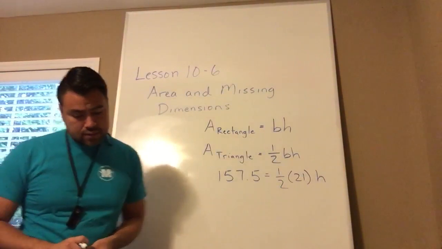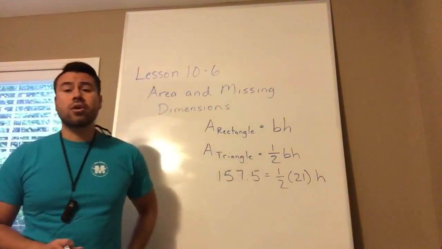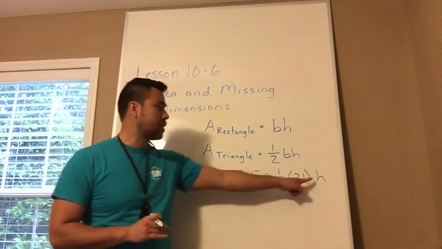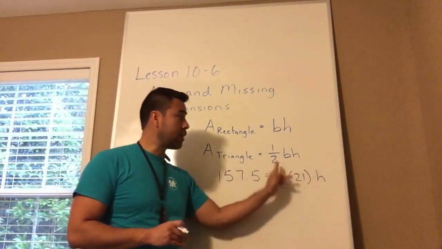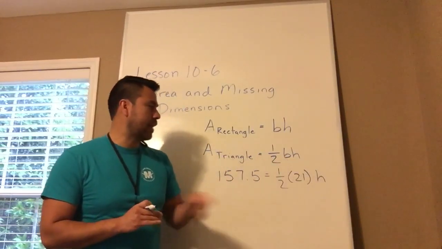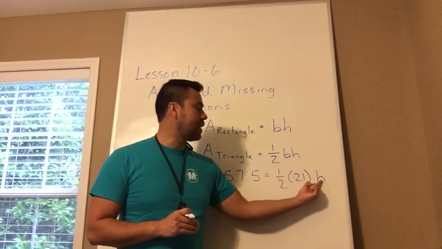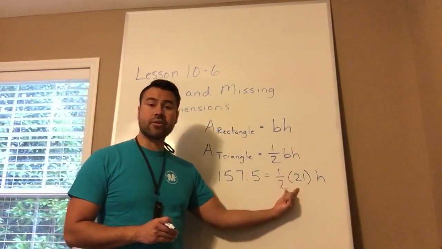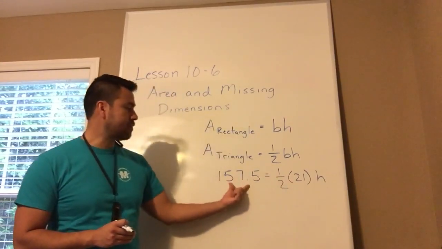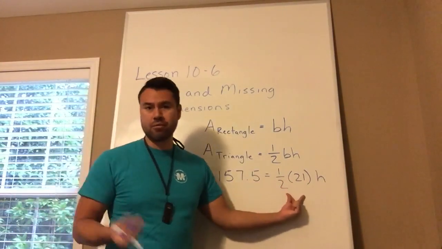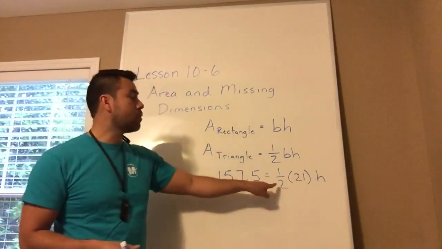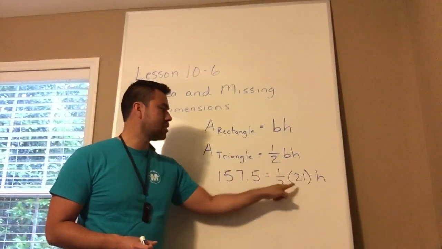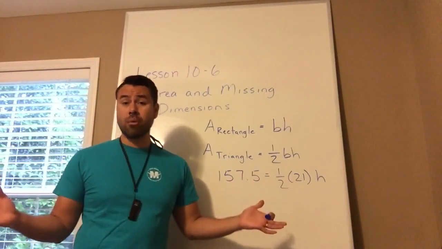There are a couple ways to work this out. Some of you are already thinking them through, which is really awesome. Again, I'm trying to find what h is in this problem. You can also find what b is sometimes, so be aware of that. If I'm trying to find h, I can multiply these two together and then divide 157.5 by 10.5, which is what that's going to come out to. Or you can multiply both sides by 2. That'll make this an even number and get rid of the fraction, and then I divide by 21. So there are multiple ways to work this out.